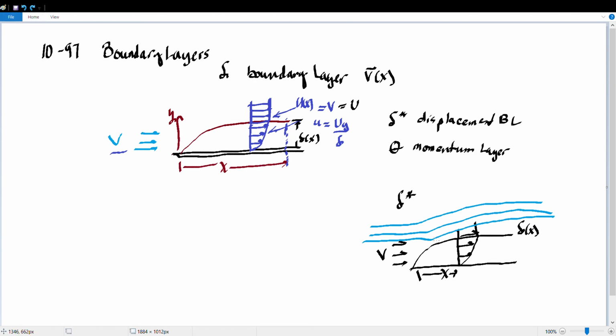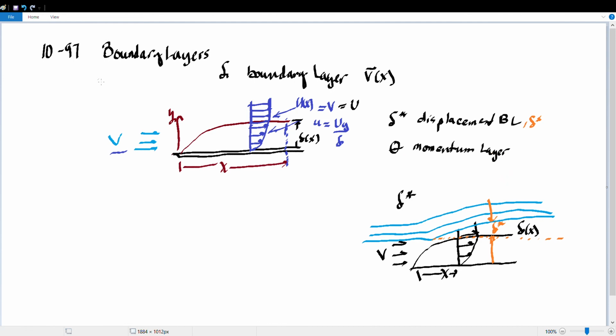From this point right before it bumps up, I'm going to draw a line like that. And at this point here, we're going to call that delta star, and that's the distance that it bumped up because of this boundary layer. In other words, if the boundary layer wasn't there, this streamline would continue horizontally. But because there is a boundary layer, it forces all the other streamlines to go up. That is what delta star is, and we call it the displacement boundary layer.